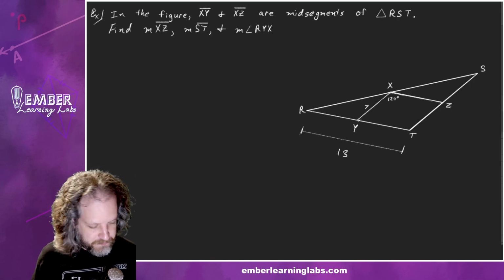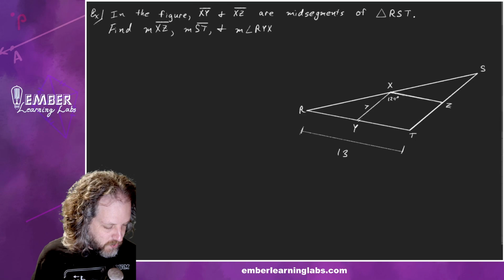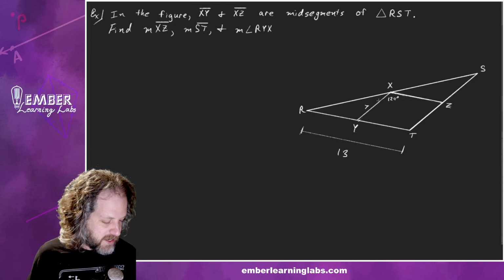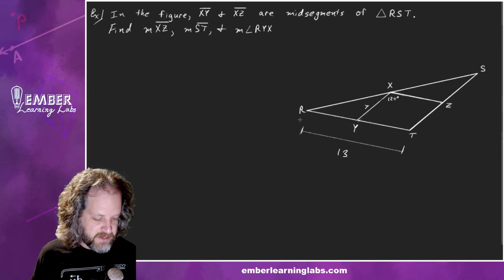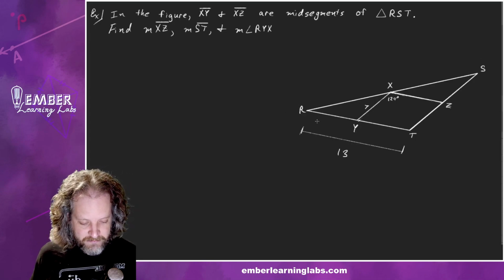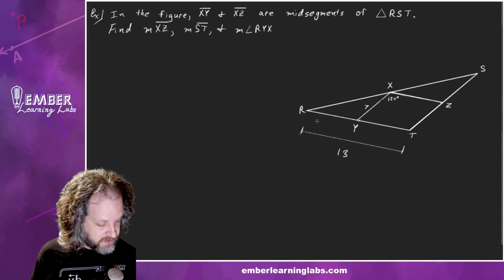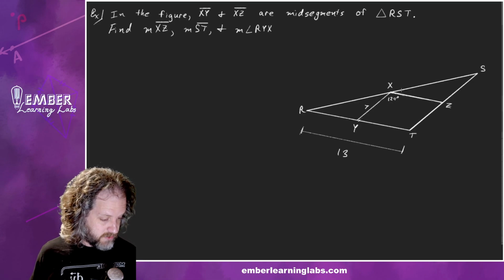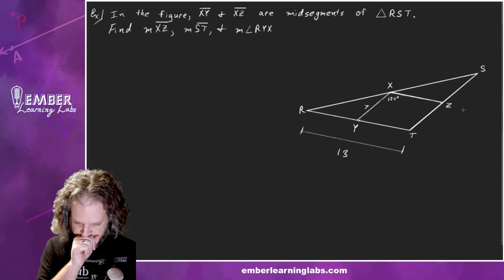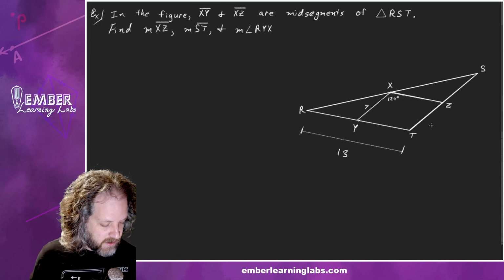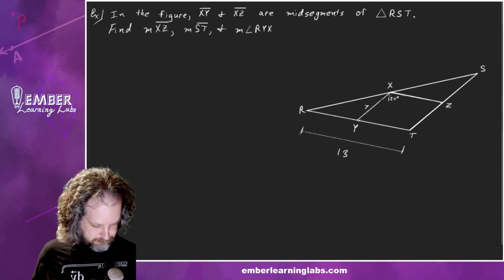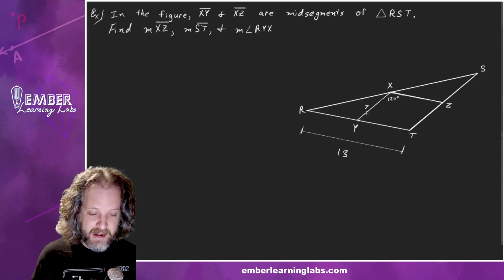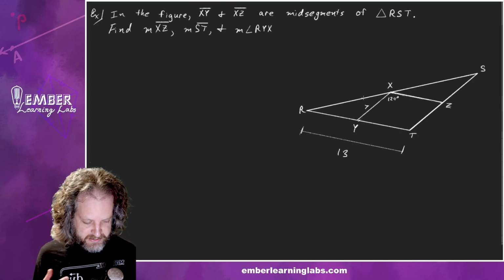So here's an example. In the figure, XY and XZ are mid-segments of RST. So that's this big triangle, right? Find the measure of XZ and the measure of ST, which is this long one here. Excuse me. And the measure of angle RYX. So that's this guy right there. So we'll walk these through one piece at a time.